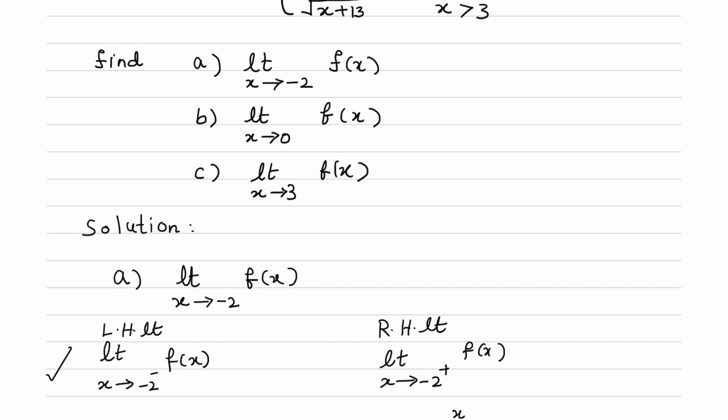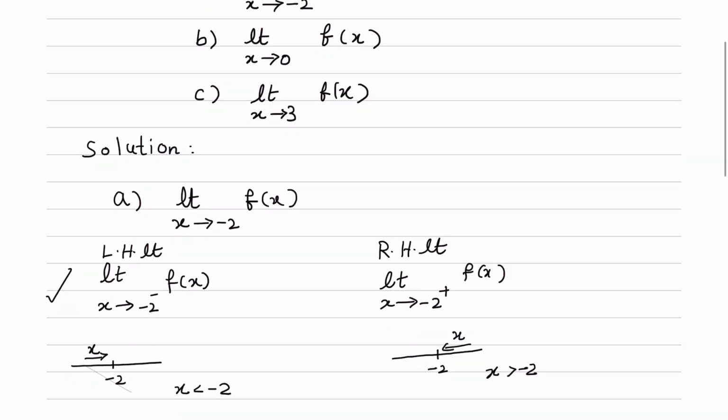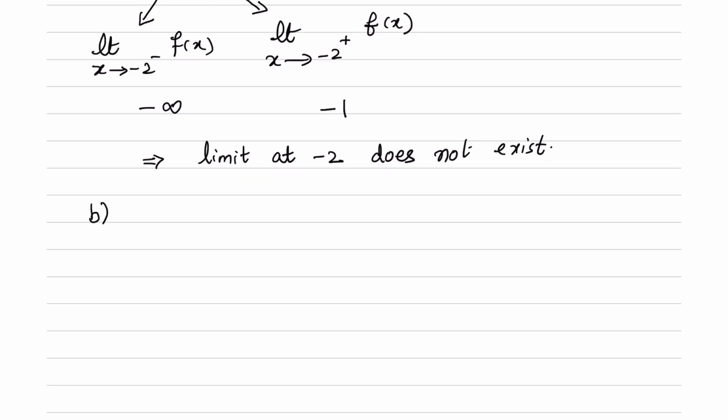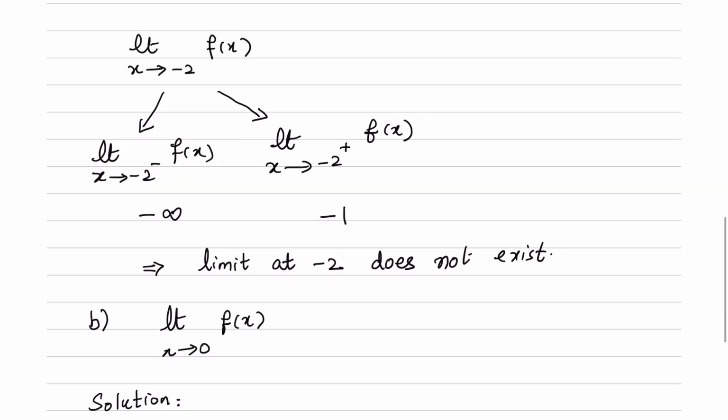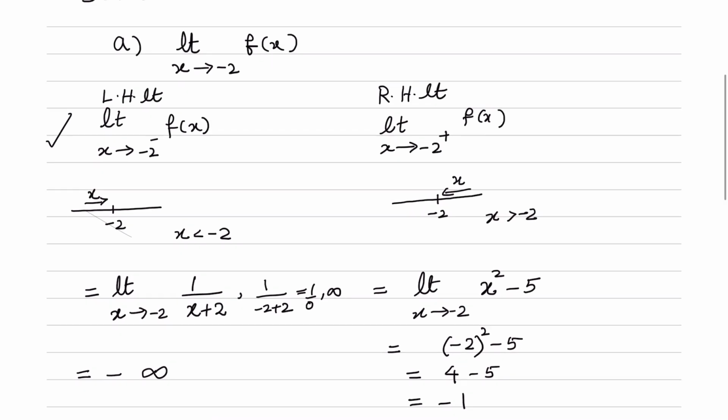Part B says find the limit at 0. Let's solve part B now. We have to find the limit of our function f of x at 0. Now let's have a look at the function f of x.